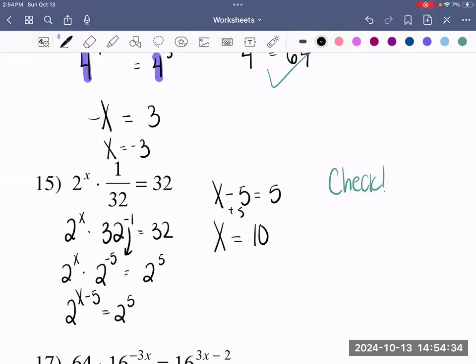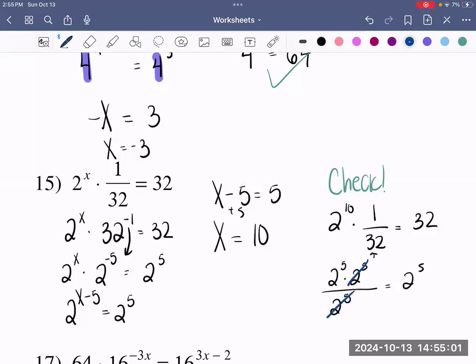So now let's go ahead and check. We have 2 to the 10 times 1 over 32 is equal to 32. Well, really, and again, I'm under the assumption that maybe I don't have a calculator here, we could say really, this is 2 to the 5th times 2 to the 5th over 32, which is also 2 to the 5th. We have 2 to the 5th over here. So one of these cancels with the other, and I'm left with 2 to the 5th is equal to 2 to the 5th, which is a true statement.